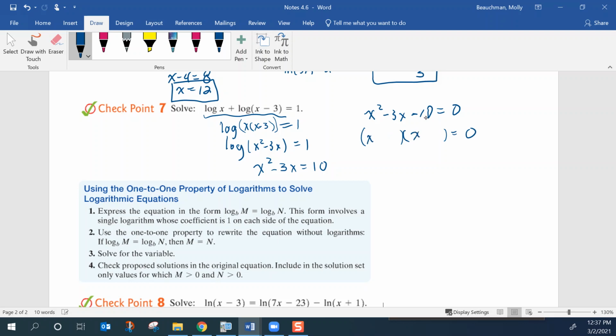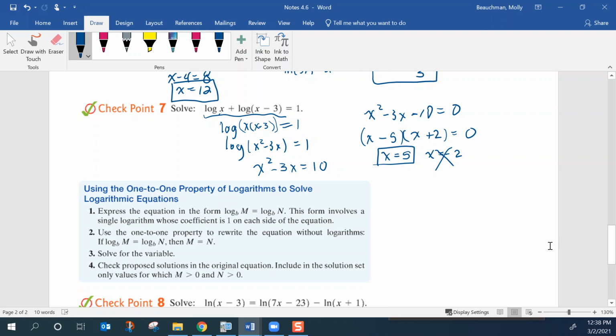We have x, two numbers that when we multiply them we get negative 10, and add we get negative 3, would be minus 5 plus 2. So our two possible solutions are x equals 5 and x equals negative 2. Then check back in the original problem. Does x equals 5 work? Yes, log of 5 plus log of 5 minus 3 is log of 2. We have positive values, so x equals 5 works. X equals negative 2 doesn't work because we have log of negative 2, and we can't have a logarithm of a negative number. So x equals 5 is our solution.